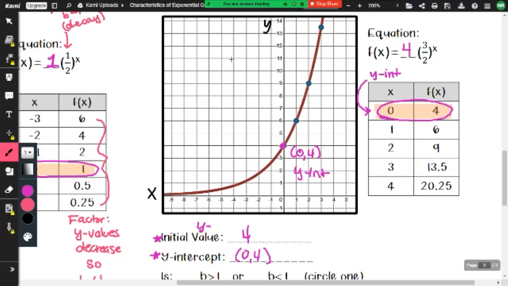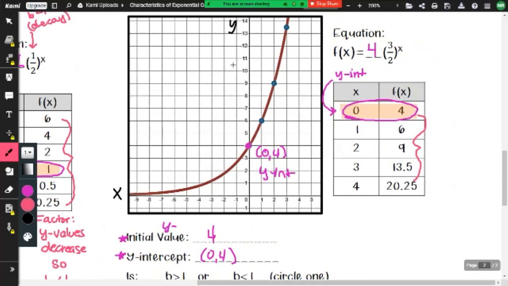And the factor. What is happening in general to our numbers? They are increasing. We see some decimals. That's why I didn't want to get into trying to figure out what number we're multiplying. Just know overall it's increasing. So we're going to look for a number bigger than 1 in the parentheses. So factor. Y values increase, meaning B is greater than 1, growth. If your y values are increasing, B is greater than 1, growth.